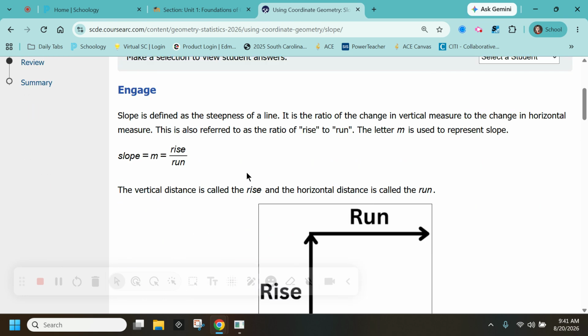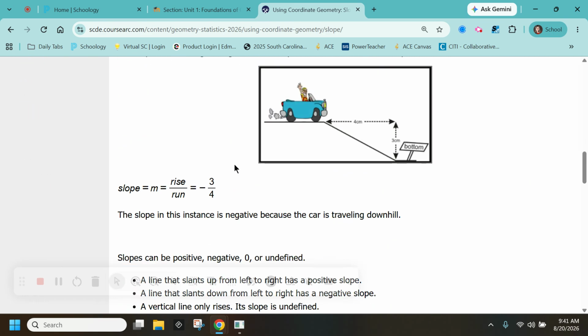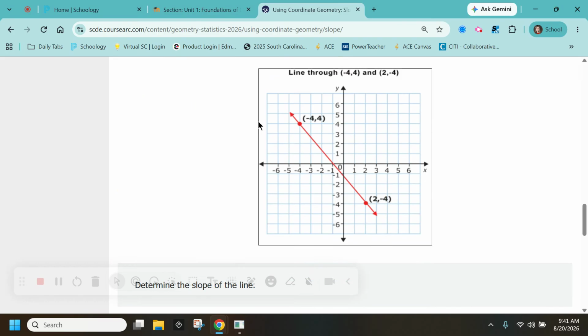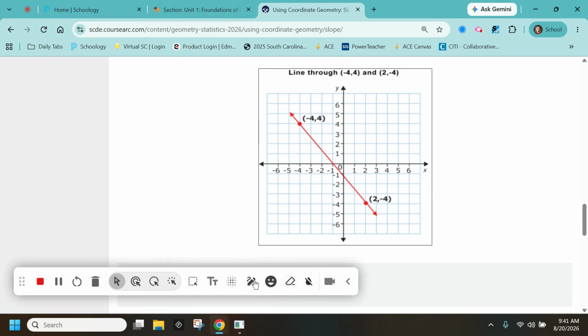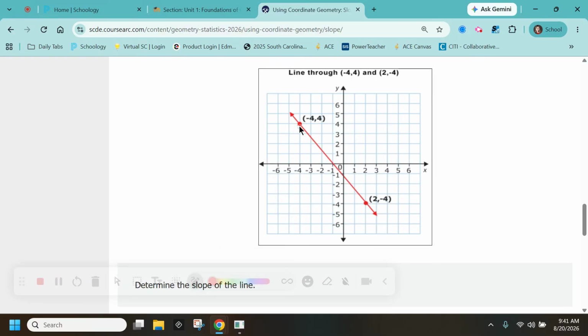All right, looking at slope, so rise over run. I'm going to jump down to the guided example. As we move from left to right, our line is going down. And so we know that this is going to be a negative slope. So we're going to trace a path from one point to the other using our grids. So 1, 2, 3, 4, 5, 6, 7, 8. We went down 8.